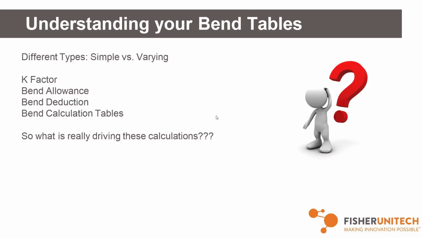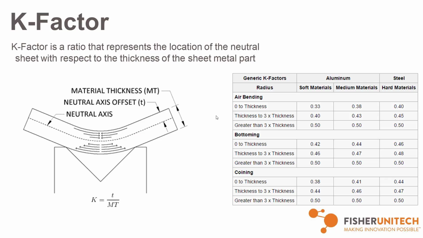So what's actually driving these things? What are all these values? I'd love to say that I've got a super simple K factor definition in 5 words or less, but I don't. K factor is just that ratio that represents the location of the neutral sheet with respect to the thickness of the sheet metal part.